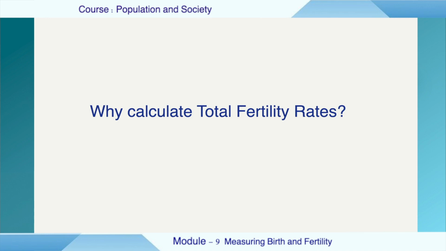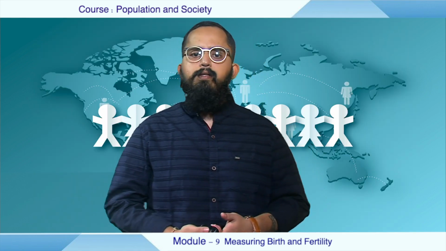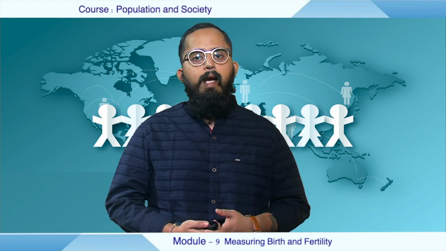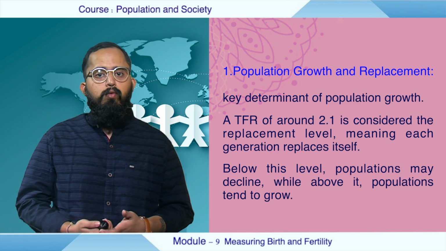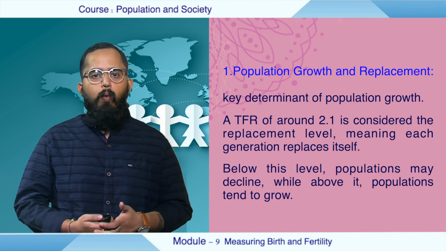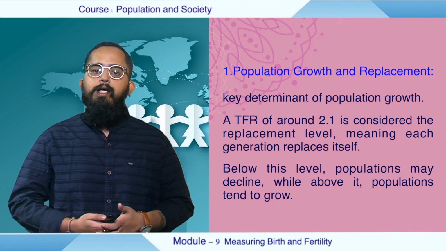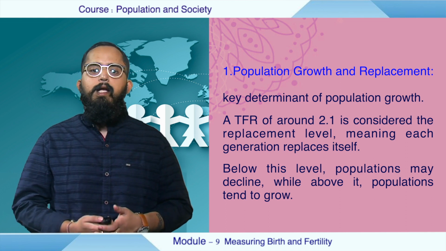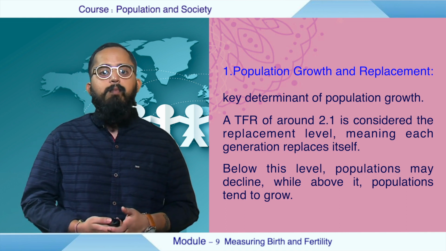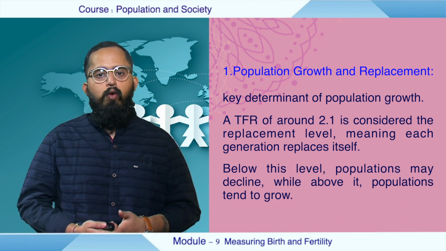Now, why do we calculate the TFR? Why do we need total fertility rates? The first reason could be population growth and replacement, because TFR is a key determinant of population growth. A TFR of around 2.1 is considered the replacement level, which means that each generation replaces itself. Now if a country has a total fertility rate below this level, populations may decline, while above it, the population tends to show growth in ascendancy.